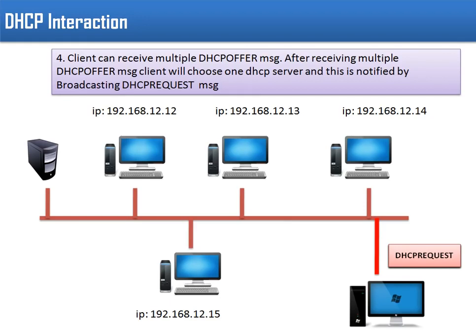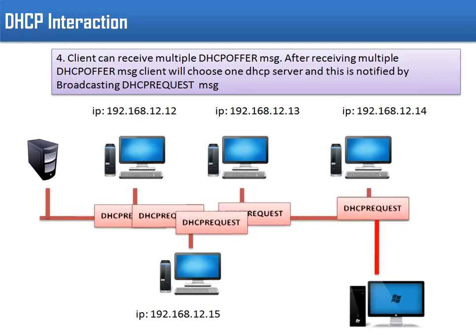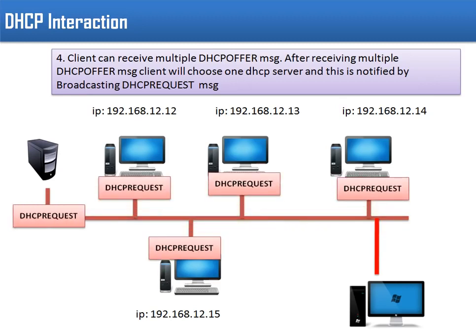This DHCP request message is actually broadcasted. This node knows the IP address of the DHCP server, but still it is broadcasting this packet. Why? It might be possible that another DHCP server also has sent its offer to this node. So when those DHCP servers receive this broadcasted packet, they would know that they are not selected for that machine. So whatever offer they have given is declined.